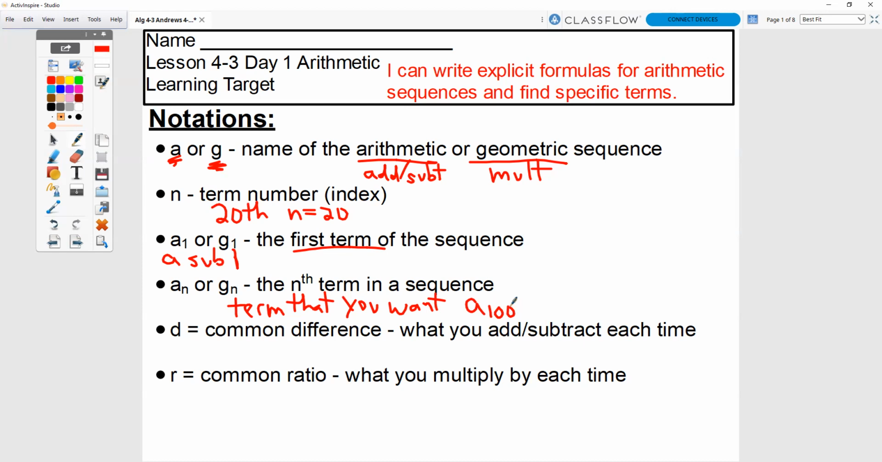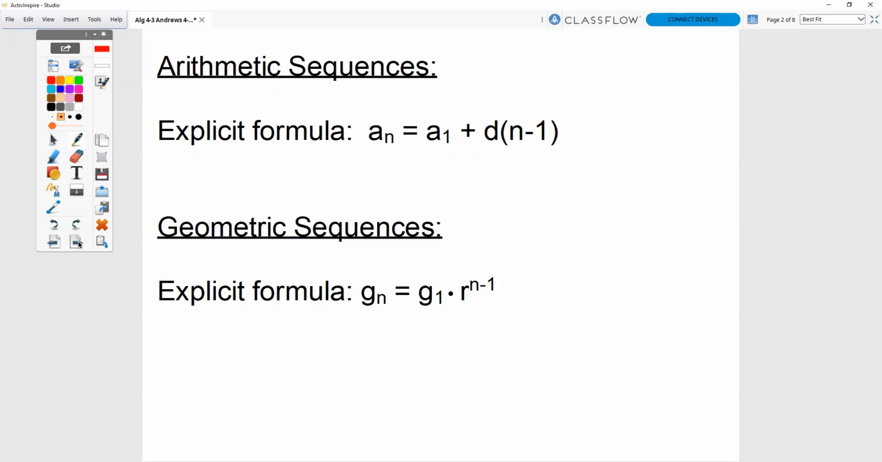D is the common difference. It's the number that you add or subtract by each time. So for example, if we were adding by the same number each time, we might be doing +2, +2, +2. If we were subtracting by the same number each time, maybe we're doing -3, -3, -3. The common ratio, which we'll get to tomorrow with geometric sequences, is the number that you multiply by each time. So maybe ×10, ×10, ×10, or whatever number it happens to be. So using these terms, let's take a look at arithmetic sequences.